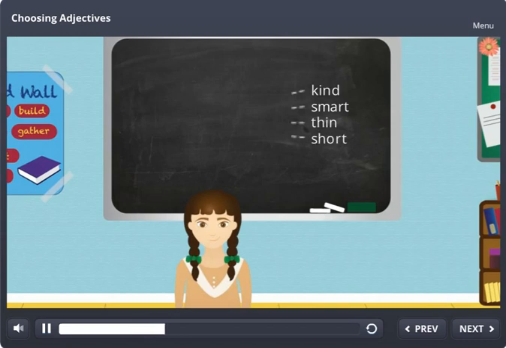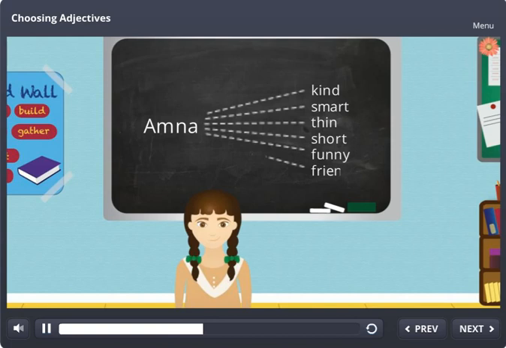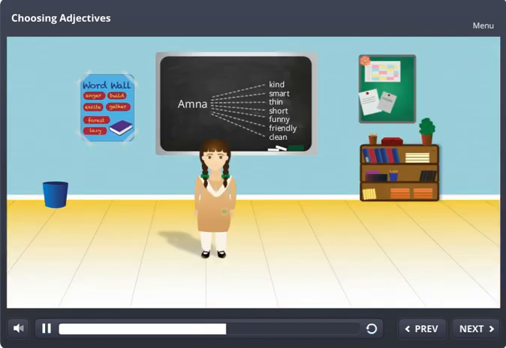We used 4 different adjectives to describe Amna. And if we wanted, we could keep on thinking of more adjectives. Amna is also funny, she is friendly, she is clean, etc. In the same way, we can use lots of adjectives to describe any noun. Even though we can use lots of adjectives to describe a noun, the adjective we use needs to make sense in the sentence that we use it.